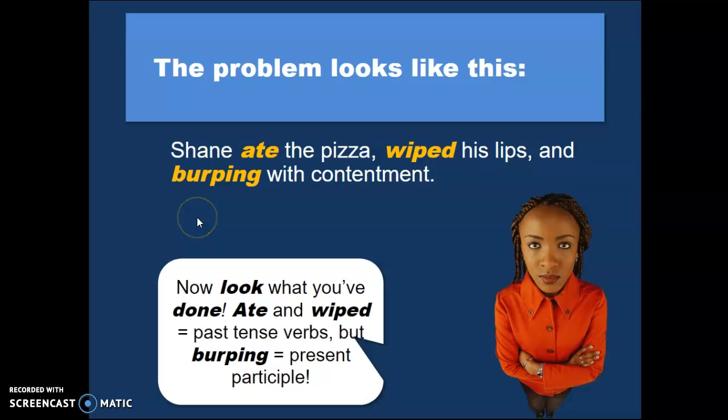Here's an example of non-parallel structure. Shane ate the pizza, wiped his lips, and burping with contentment. See how the first two verbs, ate and wiped, are both past tense, so they match each other. But this last one is an ing verb. It doesn't match the others, so it's non-parallel. And it just doesn't sound as good as the other one.